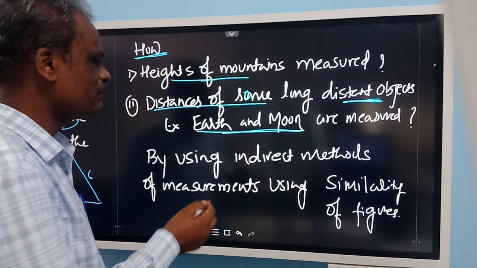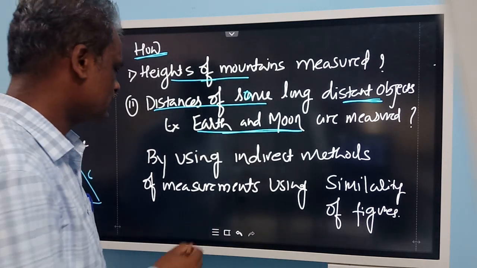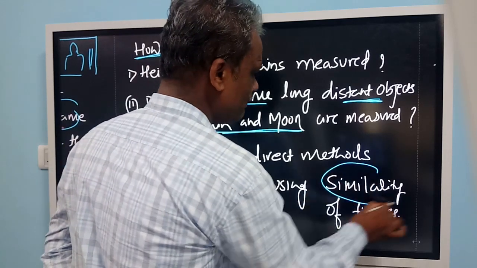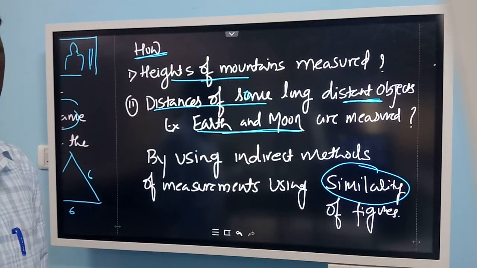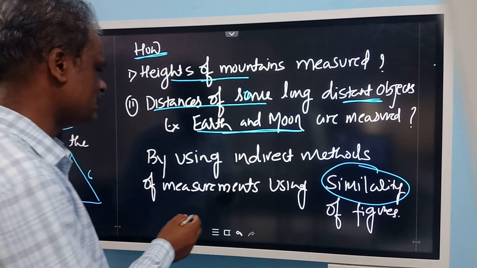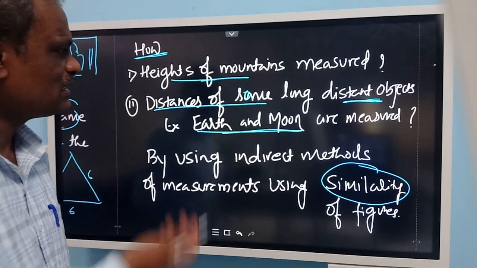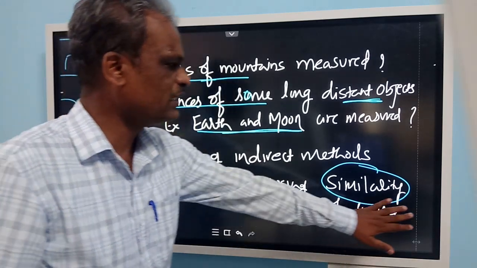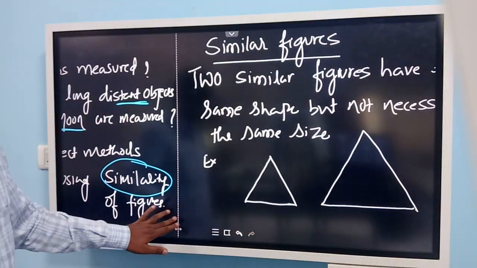So there is an indirect method to find out the distance between distant objects. That is by using the concept of similarity. We use the similarity concept and we can find out without actual measurement. By using indirect methods, we can find out the distance between distant objects as well as the heights of the mountains which you cannot measure directly. That also can be done using the similarity concept.